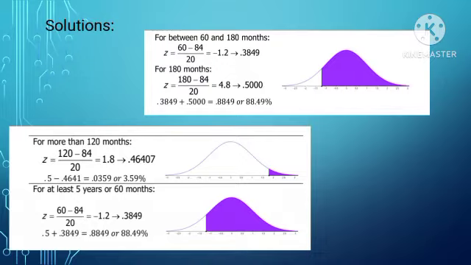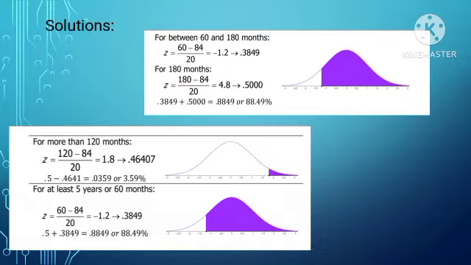For 180 months, the z-score is equal to 180 minus 84 over 20, which is equal to 4.8. Find the value of 4.8 in the z-score table. The value of 4.8 in the z-score table is 0.5000. Shade the curve to the right.